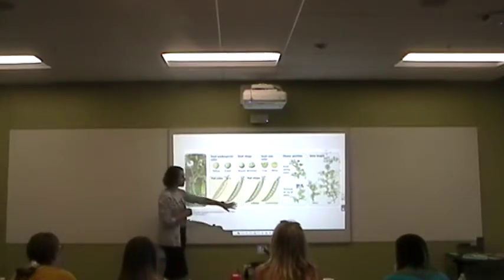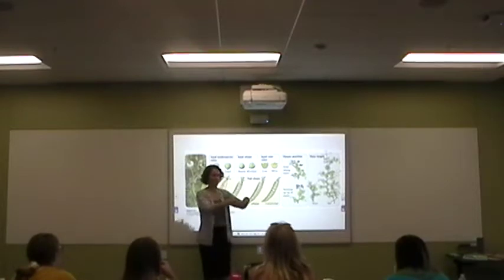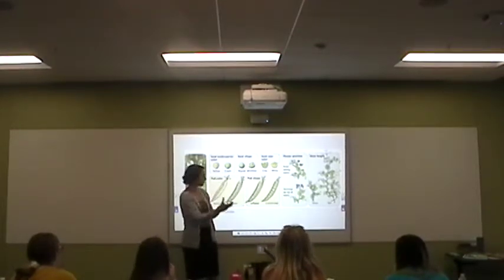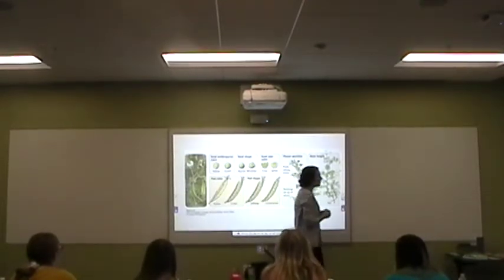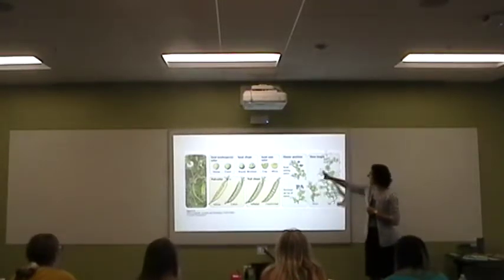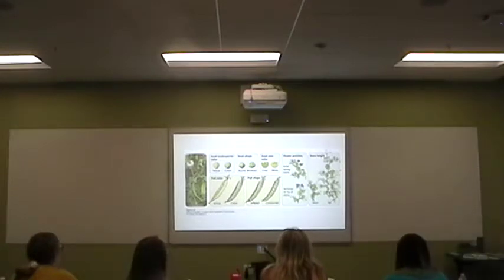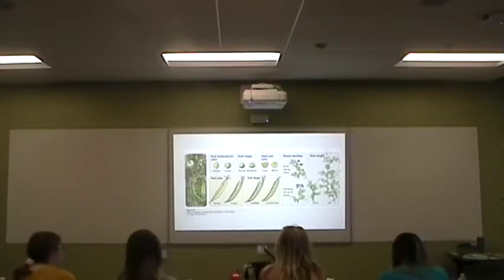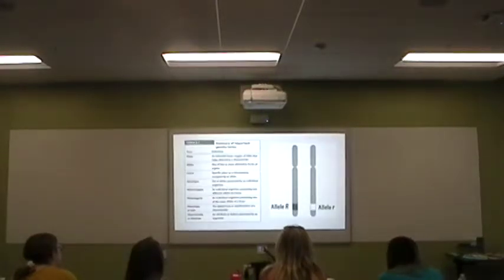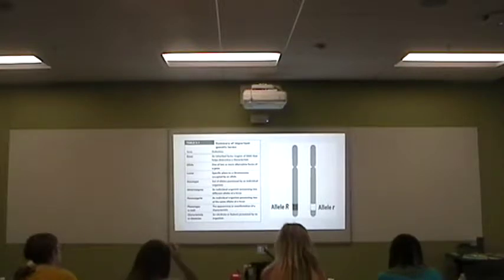Pod color, green or yellow. Pod shape, again, either sort of fat and plump or sort of constricted around the seeds. Where the flowers were located, and then how tall they were. So it was very easy for him to say, I'm going to look at this particular trait. I'm going to breed this really short plant with this really tall plant, and then I'm going to count the offspring and whether they are tall or short or in between.